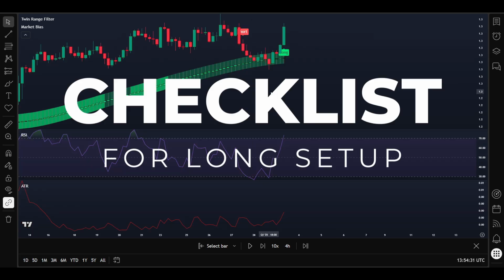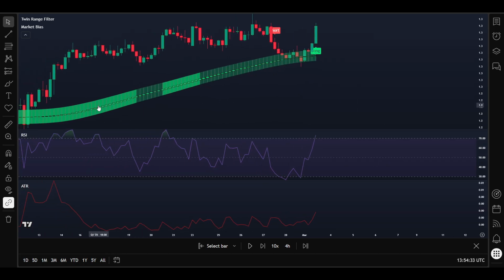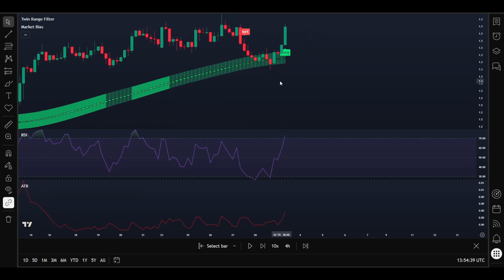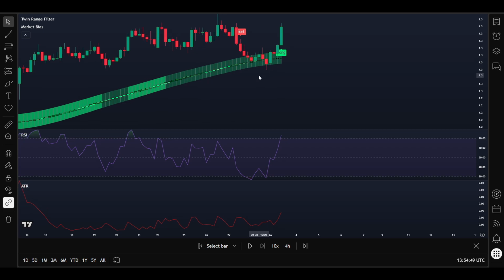Long setup checklist. Trend. Market bias ribbon is green and price is trading above it. That confirms you're with buyers, not fading them. Pullback. Ribbon flips from bright green to dark green. During the pullback phase, price must not close below the ribbon. Any close below invalidates the setup. This rule filters weak trends and protects you from step-downs.